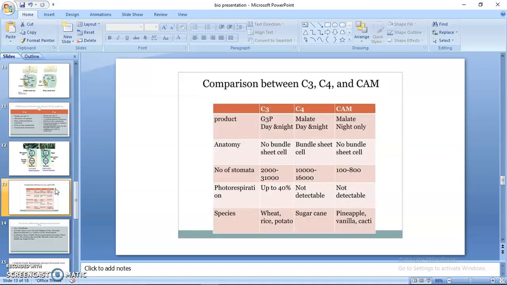Next is comparison between C3, C4 and CAM. In C3, G3P day and night, malate in C4 as well as malate in CAM also. Anatomy: no bundle sheath cells in C3. C4 has the bundle sheath cells and CAM has no bundle sheath cells. Number of stomata in C3 are 2000 to 31,000. In C4, 10,000 to 16,000, and in CAM 100 to 800. Photorespiration up to 40% in C3, not detectable in C4 and not detectable in CAM. Species: wheat, rice, potato in C3. C4 contains sugarcane, and CAM pineapple, vanilla, cactus.